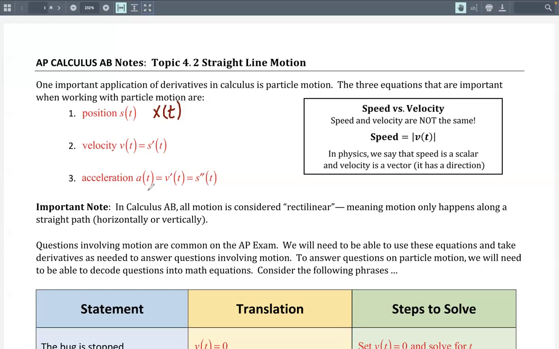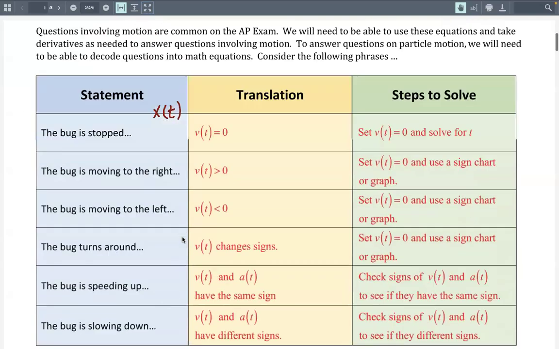Okay, these questions are extremely typical on the AP exam, so we'll start to look at them today. A handy little study guide for this is as below.